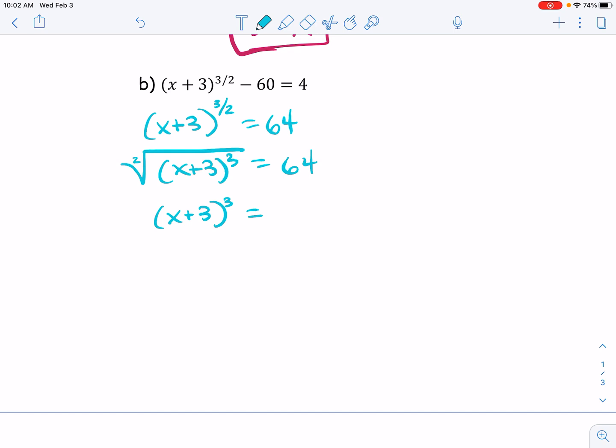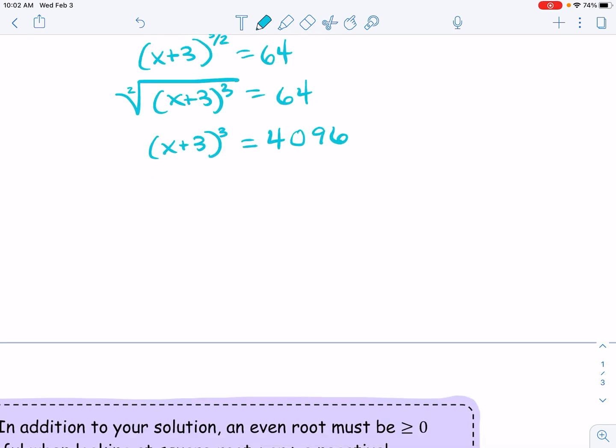64 squared, that big number, 4,096 again. And then take the cubic root of both, which we just did, was 16. And then subtract the 3. And so then we want to check, is that a solution?